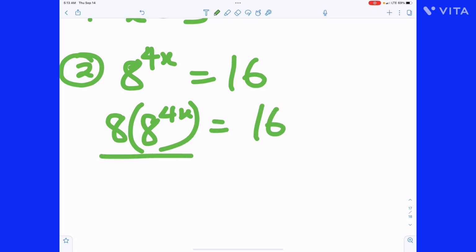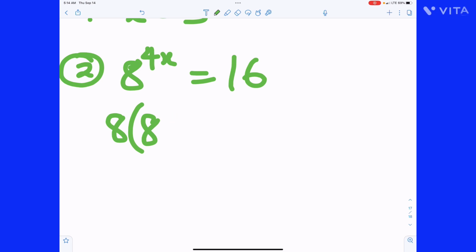You understand? If it was 8 times 8 raised to power 4x is 16, here you can divide both sides by 8. 8 will cut 8. 16, 8 will cut 16 too. But the question is not like that. The question is simply 8 raised to power 4x. So what you look to do is to write both sides in the same base.